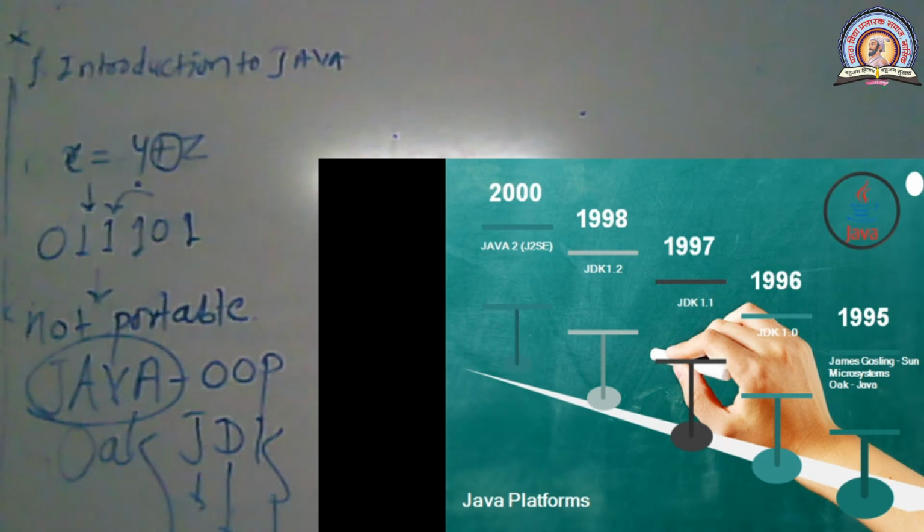That is up to 1.2, JDK 1.2. It is known as JDK, and after that the versions of Java are called Java 2, or J2SE. That is Java 2 Standard Edition. So this is the history of Java.